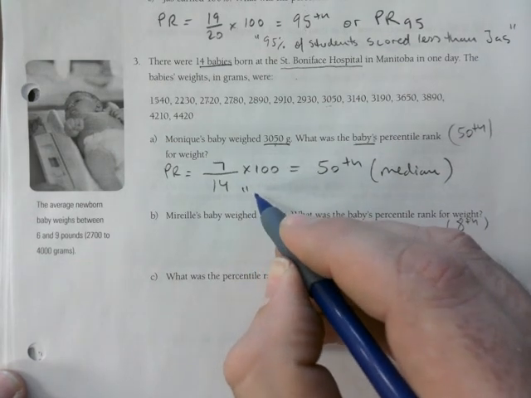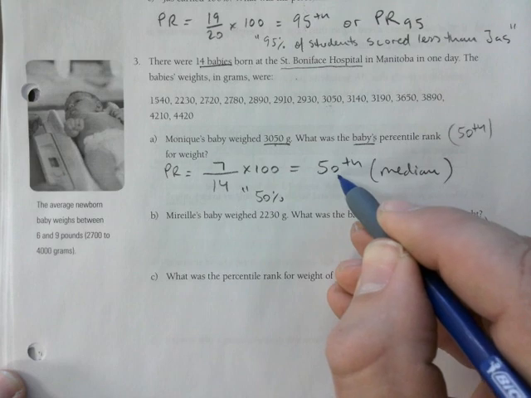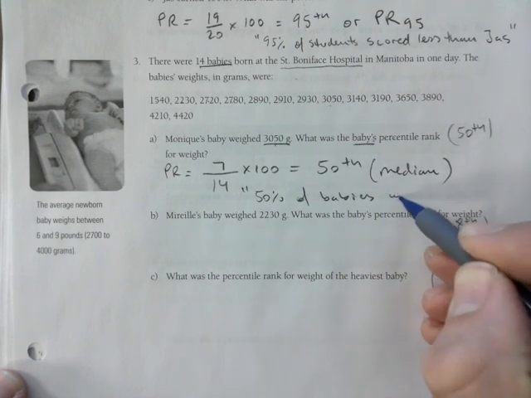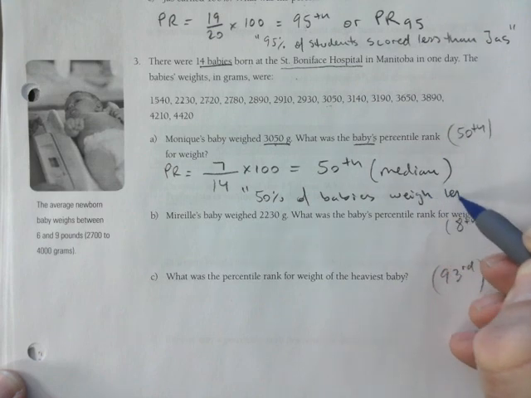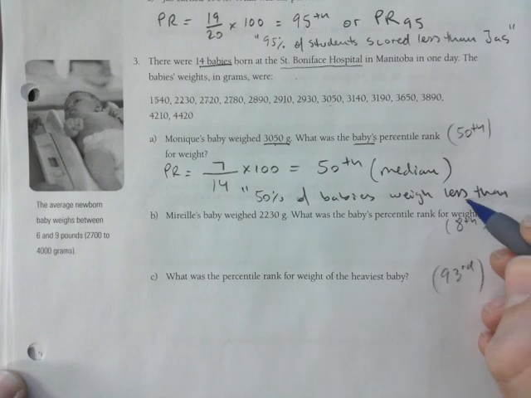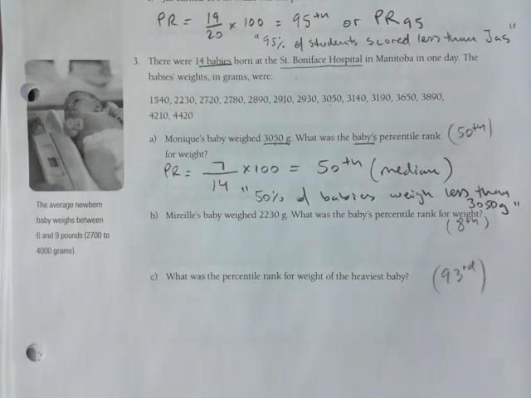And what does that mean if I ask you here? 50%, because it's 50th, right? 50% of babies weigh less than 3,050 grams. Or you could have said weigh less than Monique's baby. It's the same thing, right?